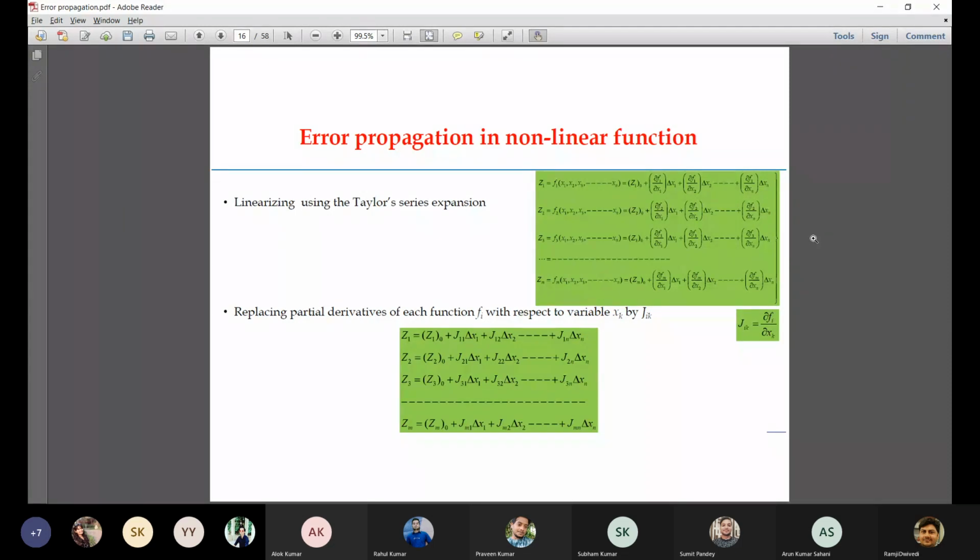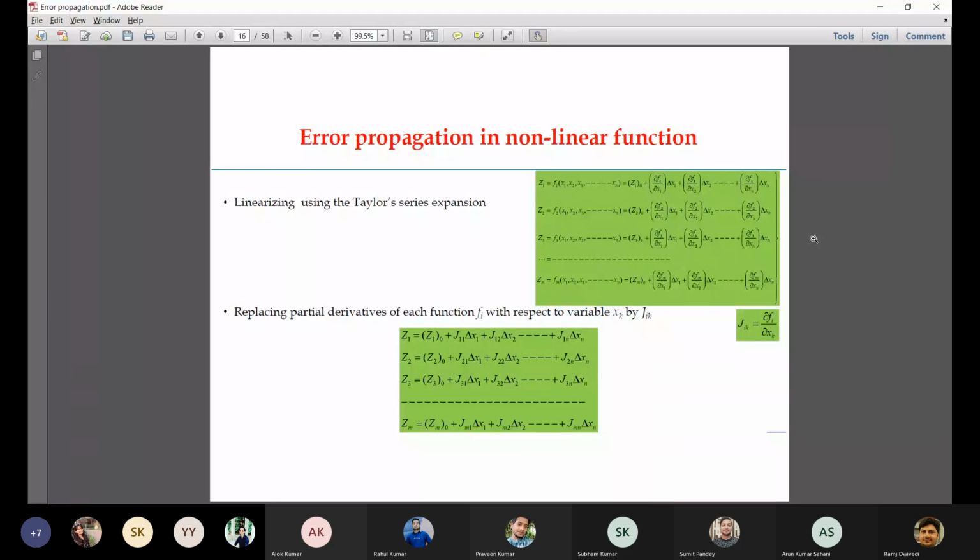Now, I will not change the slide to the next. What I want from you is this: now you have a function, isn't it? Z1 is equal to Z1 naught plus J11 delta X1 plus J12 delta X2 plus J13 delta X3 up to delta Xn. Similarly Z2, Z3, Zn. You need to tell me the variance in Z1, the variance in Z2, the variance in Z3. Do not consider the n variable for the time being, just take the three variables x1, x2 and x3.